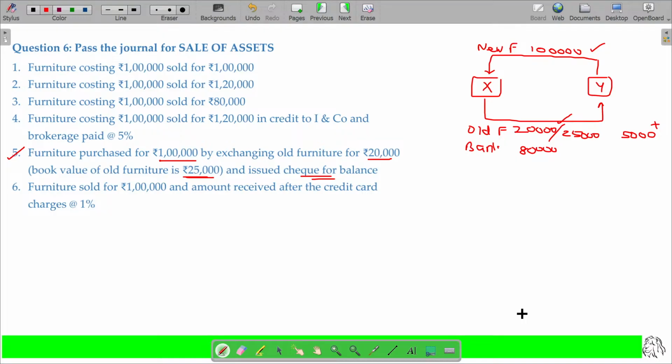Now I have to pass an entry here. What comes into our business? New furniture comes in, so plus item. What goes out? Old furniture goes out, minus item. Your bank also goes out, minus item. Apart from that, you lose, that is a plus item. Okay, all the minus are credited, all the plus are debited. Right. Now, furniture account debit 1 lakh. Then another plus item is loss on exchange.